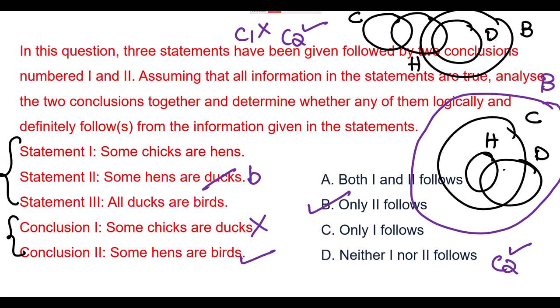But why can't you replace hens with ducks? Some means doubt. I cannot replace hens with ducks here because some means doubt. All means confirmed. Some means doubt. I cannot replace. You can think on that side logically also. So only two follows should be your answer here.